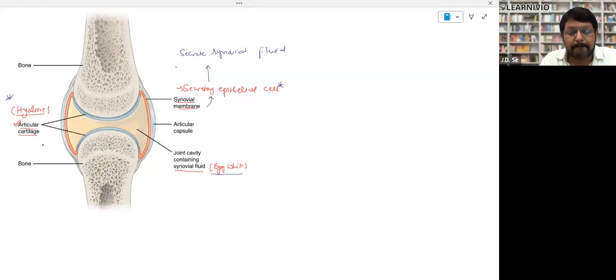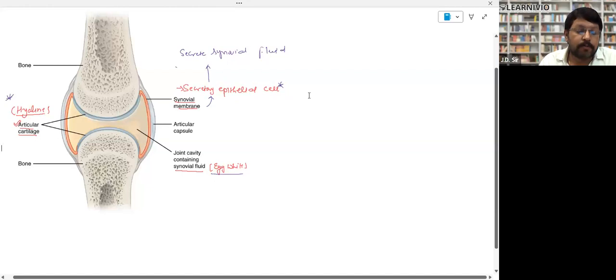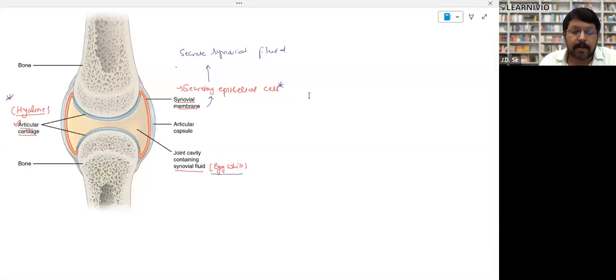Aisha? Yes, sir. Please note down some points. First point: the head of movable bones is made up of hyaline cartilage. This cartilage is also known as articular cartilage.